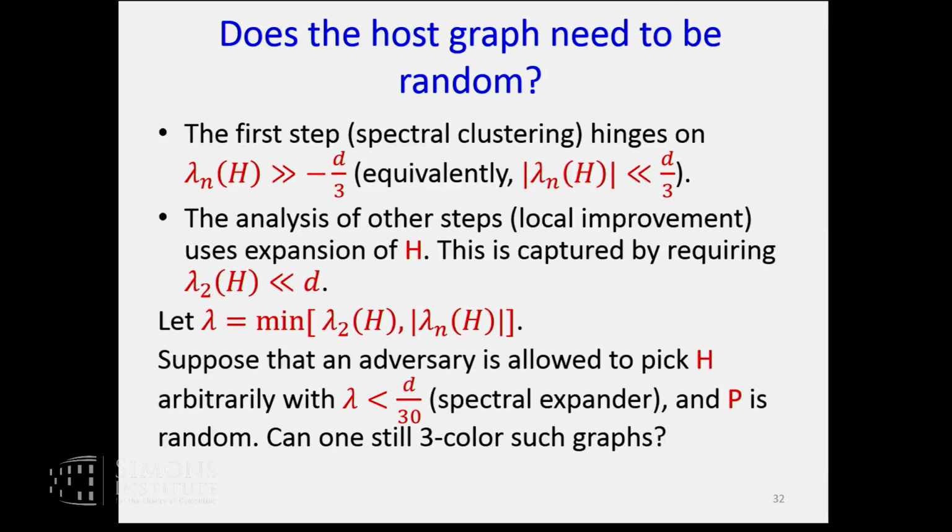Both these things are captured by requiring that the host graph be an expander, and a way of measuring the quality of an expansion is usually by the second largest eigenvalue of the adjacency matrix. So a natural question to ask is, suppose that we allow the adversary to choose a host graph in any way he wants, as long as the second largest eigenvalue is small. So let's say the largest eigenvalue would be D in this case, and the second largest value smaller than D over 30. And then P, the planted coloring, is random. Can we still recolor such graphs? So that's the question that we asked.